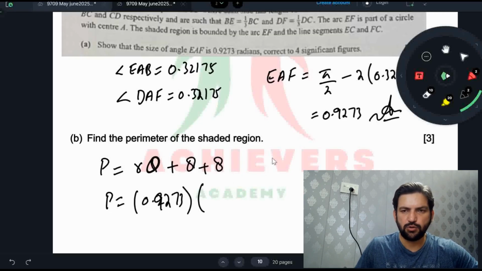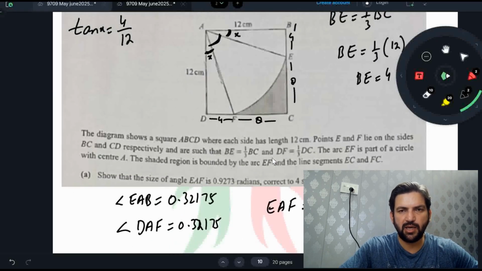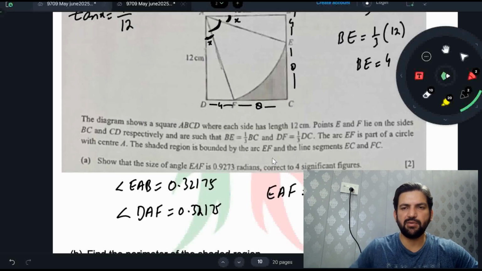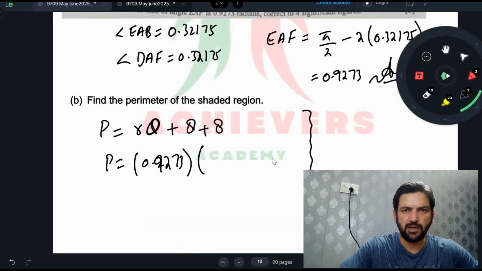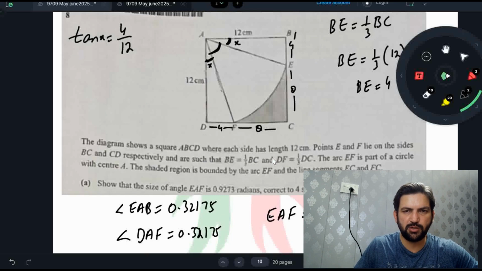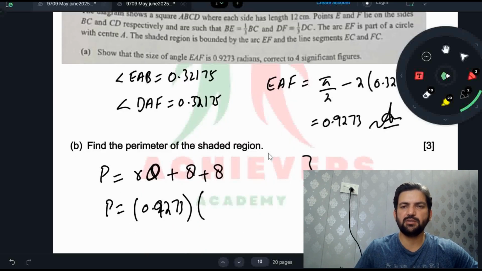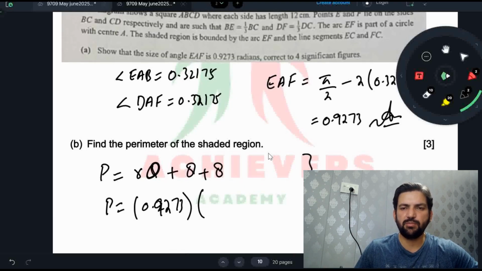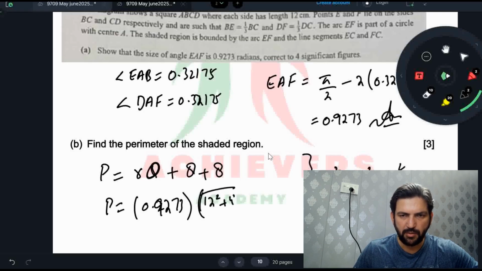So the radius will be equal to... we can see that this is a right angle triangle, and AF is the hypotenuse, which is the radius. Let me recheck this one. Yes, this is a square, so this side will be the hypotenuse, or the radius. So radius squared will be equal to 12 squared plus 4 squared. So R will be equal to the square root of 12 squared plus 4 squared. So I will write the square root of 12 squared plus 4 squared, plus 8 is 16.